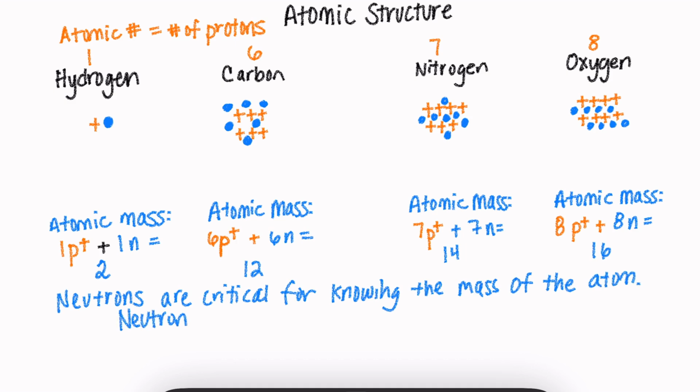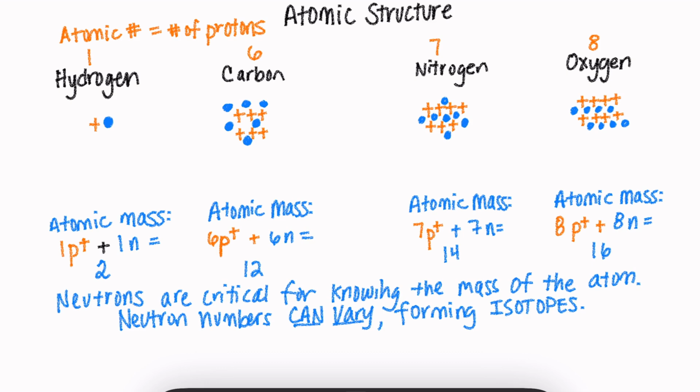Neutron numbers can vary. So you could have a hydrogen, let's say, with 2 neutrons, and then its atomic mass would be 3. Or you could even have one with 3 neutrons, and then its atomic mass would be 4. So that's not as common, but that's what we call an isotope. And we'll talk about that on the next page.